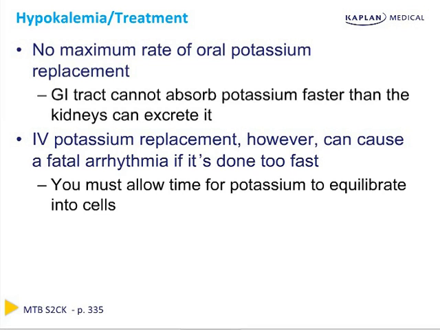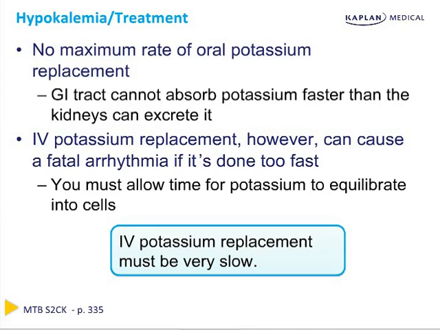to death. When giving potassium IV, you have to allow time for the potassium to equilibrate into the cells, so it really can't be done any faster than about 10 milliequivalents per hour. In a nutshell, with oral potassium replacement, go nuts. You can't give too much, but IV potassium replacement must be done very slowly.